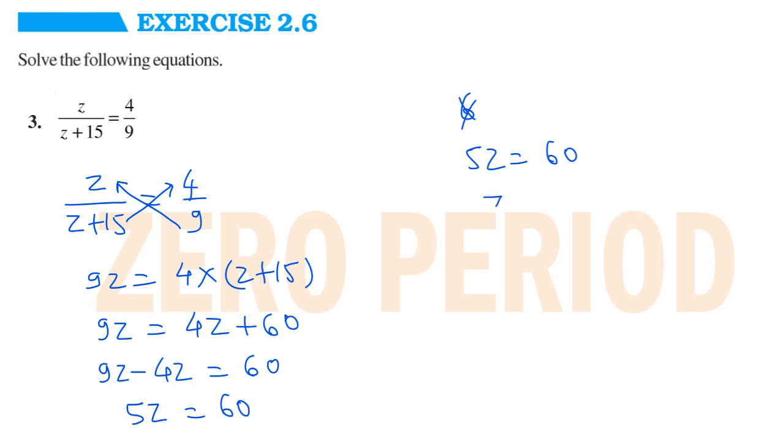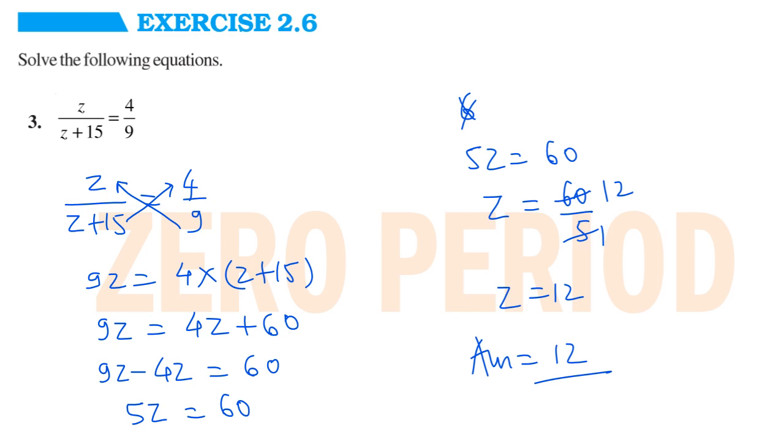5z is equal to 60. Therefore z equal to 60 upon 5. You can cancel it by 12 times. z is equal to 12. So my answer is 12.